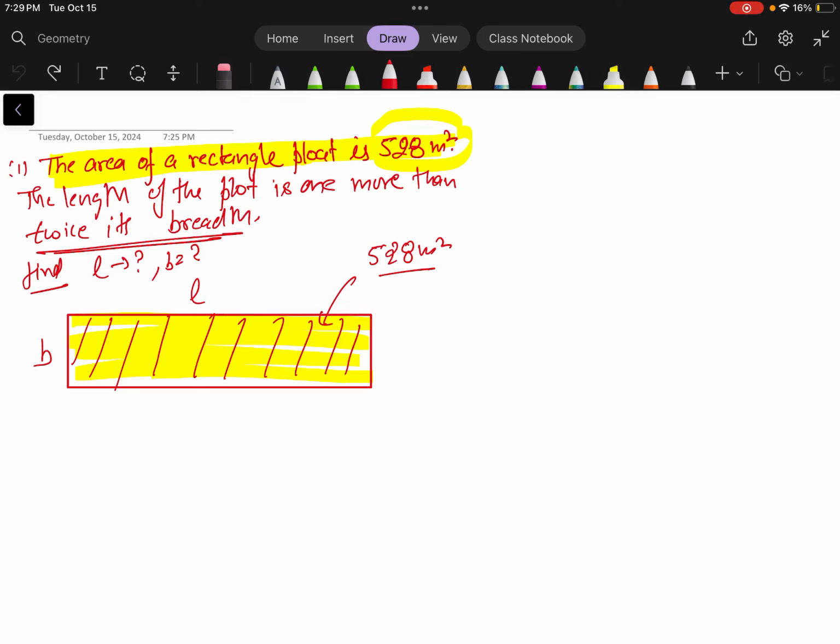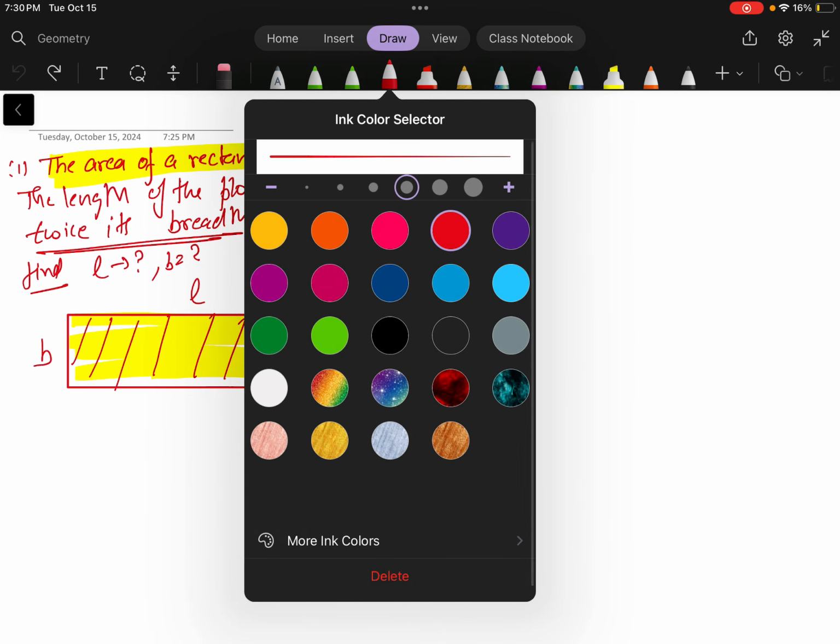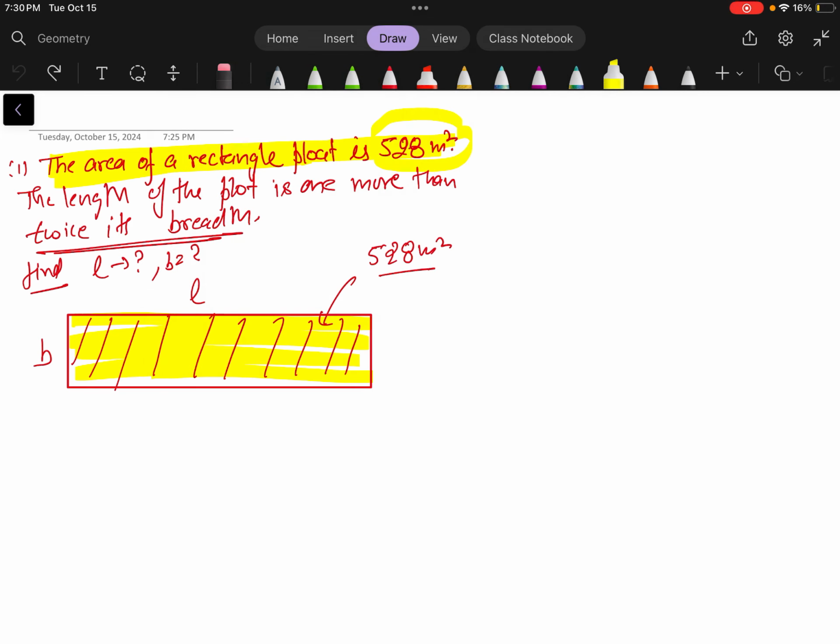Now the another question of the same exercise we will take. Here the question that they have given, the question is the area of a rectangular plot is 528 meter per second. So here we have this is a plot, this is the length, and this is the breadth, and this is the area that is given for it.